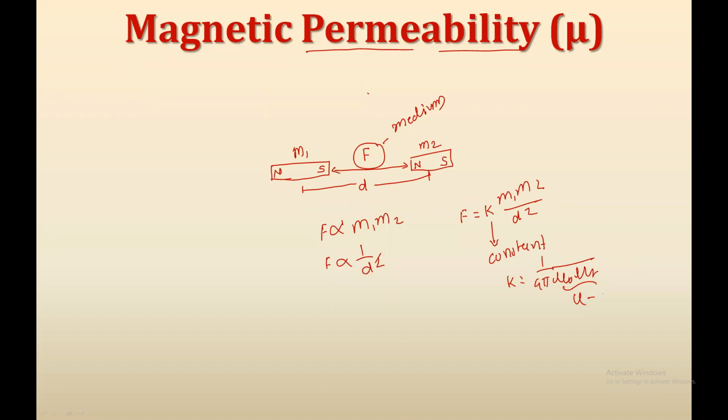This is called a medium constant, because this force not only depends upon the pole strength of both the magnets, not only depends upon the distance, but also depends upon the surrounding medium in which these two magnets are placed, so that they will experience a force. That medium property is called permeability. Exactly what does it mean? If the medium can easily pass the magnetic lines of force, we say that the permeability is more.